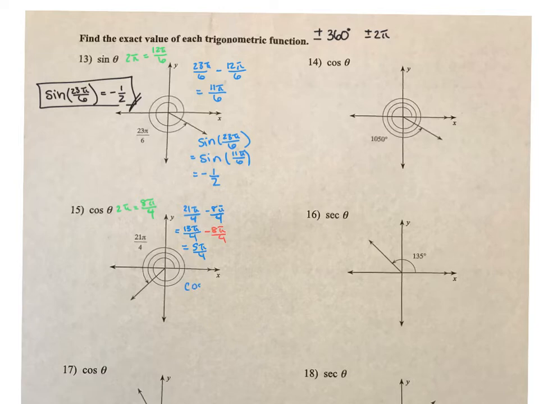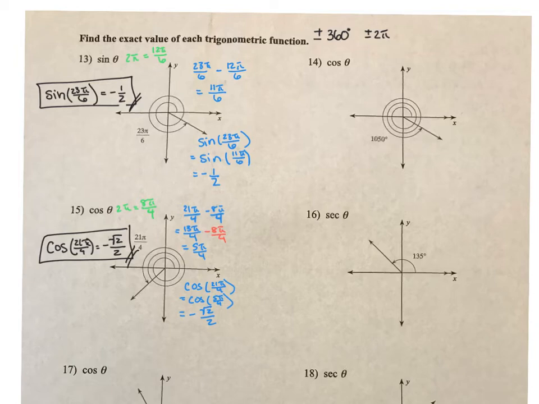So we can say that cosine of 21 pi over 4 is the same as cosine of 5 pi over 4. So remember, cosine is your x value. So I either remember, because I've memorized my unit circle, or I take a look at my unit circle and I say, oh, my x value of the coordinate of 5 pi over 4 is going to be negative square root of 2 over 2. So when I write my final answer, I'm going to say that cosine of my original angle of 21 pi over 4 is going to be equal to negative square root of 2 over 2.